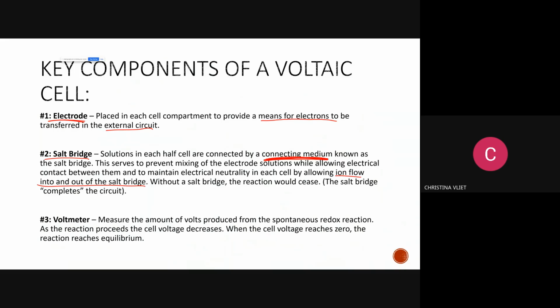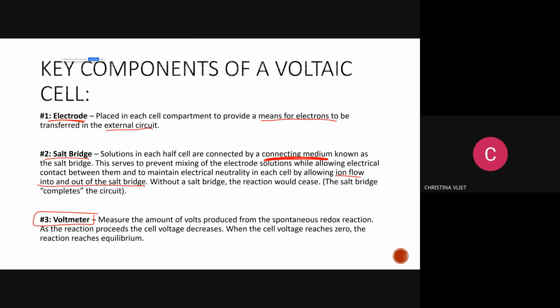And then voltmeter. I purchased some extras because I know we are running low on working voltmeters. I still don't know if we'll have enough for everybody. I have ammeters and voltmeters. But a voltmeter basically measures the reaction in volts. So you put your little alligator clips.